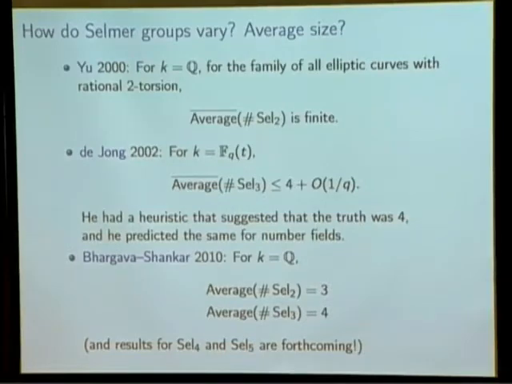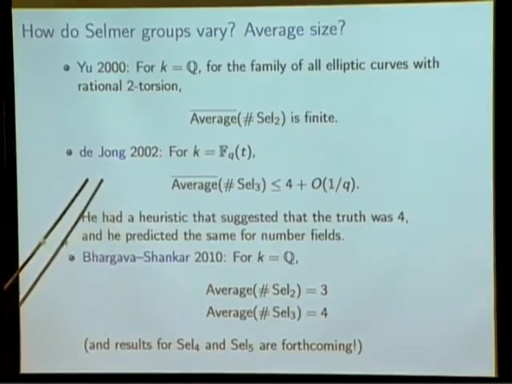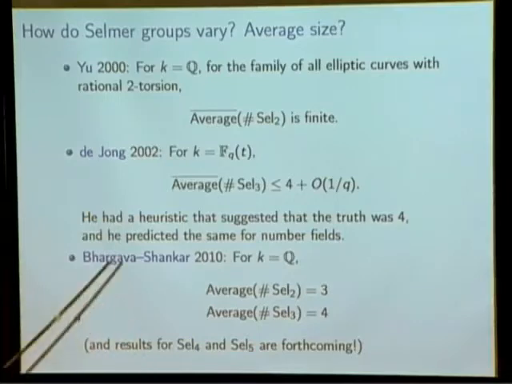I should have said, yeah, I mean full two torsion. And that makes the computation of the Selmer group easier. And then Johan de Jong in 2002 proved the average size: he averaged over all elliptic curves, but not over Q, but over a function field, the function field analog. And he proved an upper bound for the average size of the Selmer group.